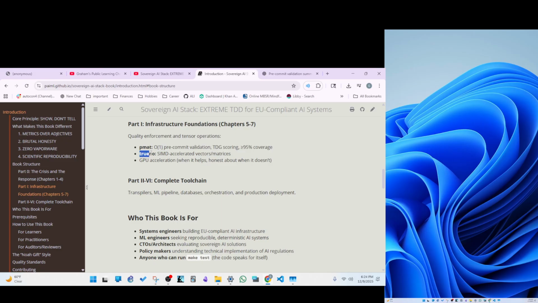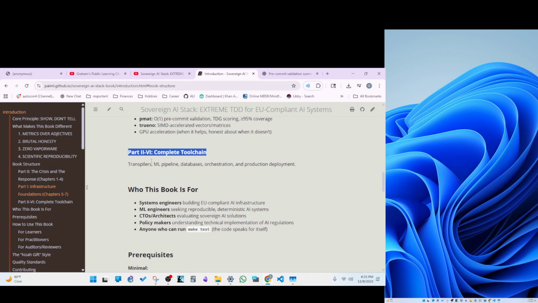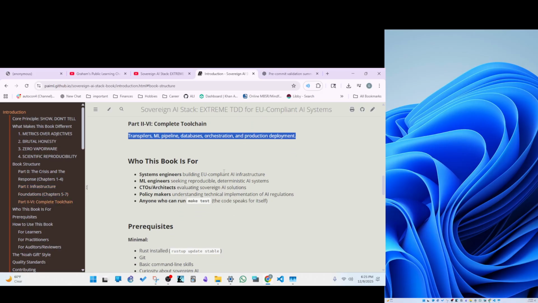Let's keep going. So then the next one is, look at this. Pre-commit validation, TDG scoring, remember that from last one. Greater than or equal to 95% coverage. SIMD accelerated vector and matrix operations, GPU acceleration when it helps, honest about when it doesn't. Part 2 of 6: complete tool chain. Transpilers, ML pipeline, databases, orchestration, and production deployment.